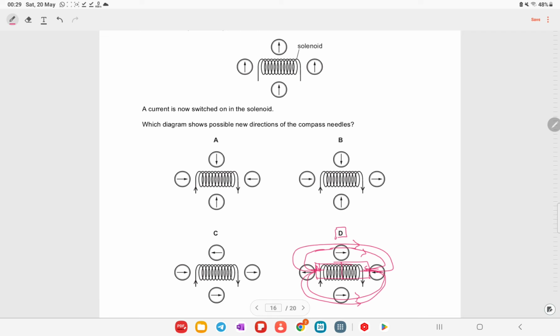So over here, basically, the magnetic field lines are going to be either this way or this way, so these two options cannot be possible. This one is not possible, this is possible. When you use the right hand grip rule, you can easily identify the north pole, and then you can easily do this question.